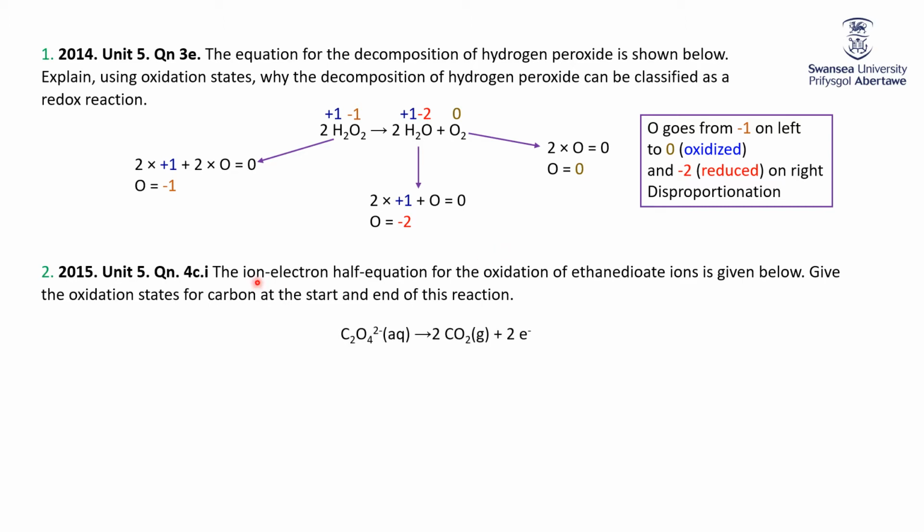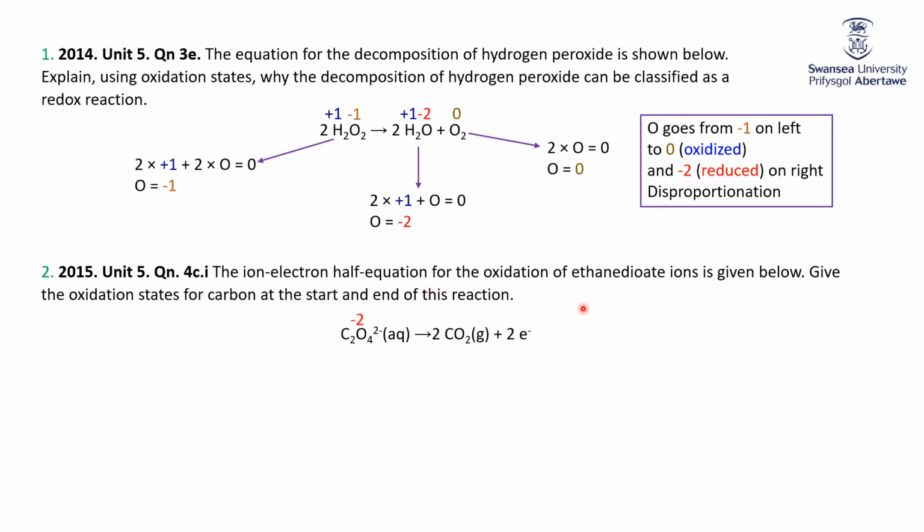Now we've got the ion electron half equation, whatever the heck that is, for the oxidation of ethanedioate ions, shown below, otherwise known as oxalate, much nicer name. Give the oxidation states for carbon at the start and the end of this reaction.